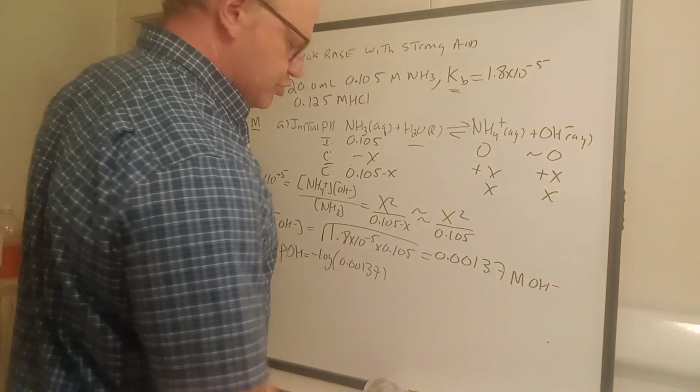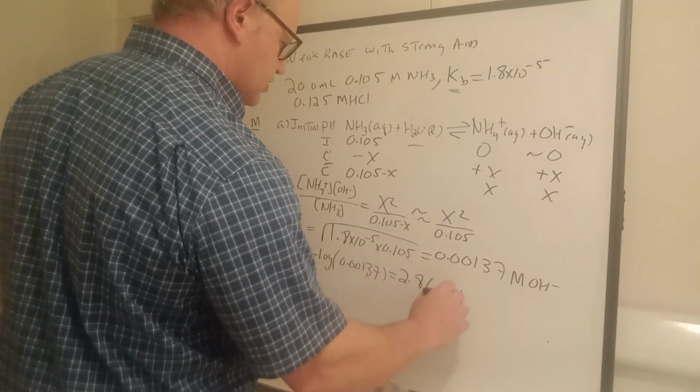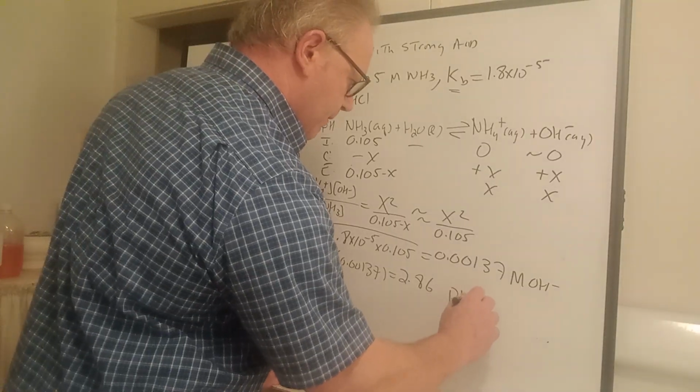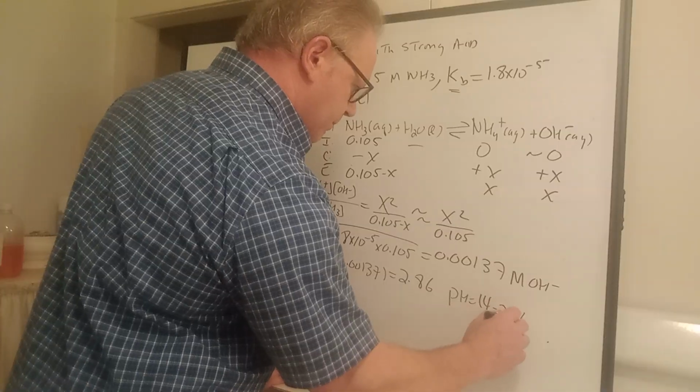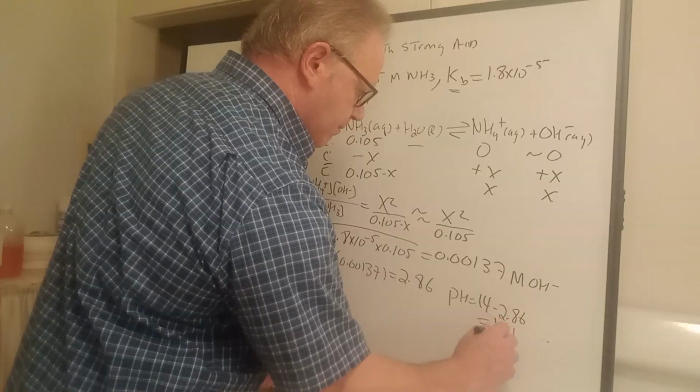And that's equal to 2.86. So pH is 14 minus that number, and that's equal to 11.14.